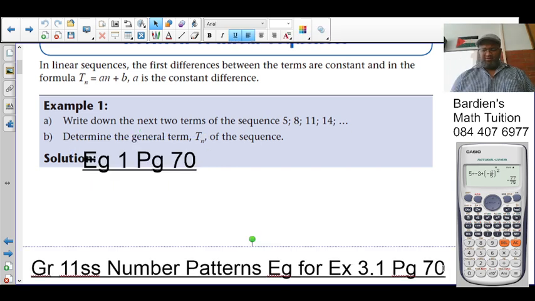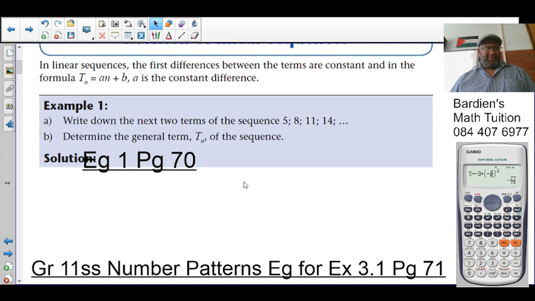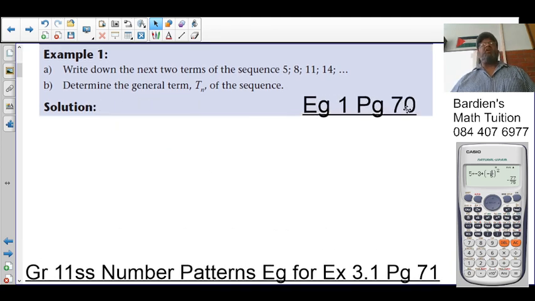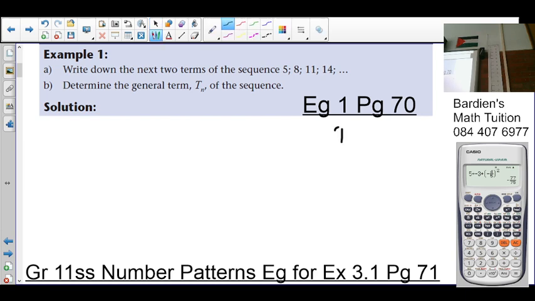Alright, so we're looking at the first example. People, this is the revision of grade 10. Yes. She says the formula is different from last year. Last year we looked at the formula Tn is equal to A plus n minus 1 times d. Was that the formula we used? Is it the same? Okay.